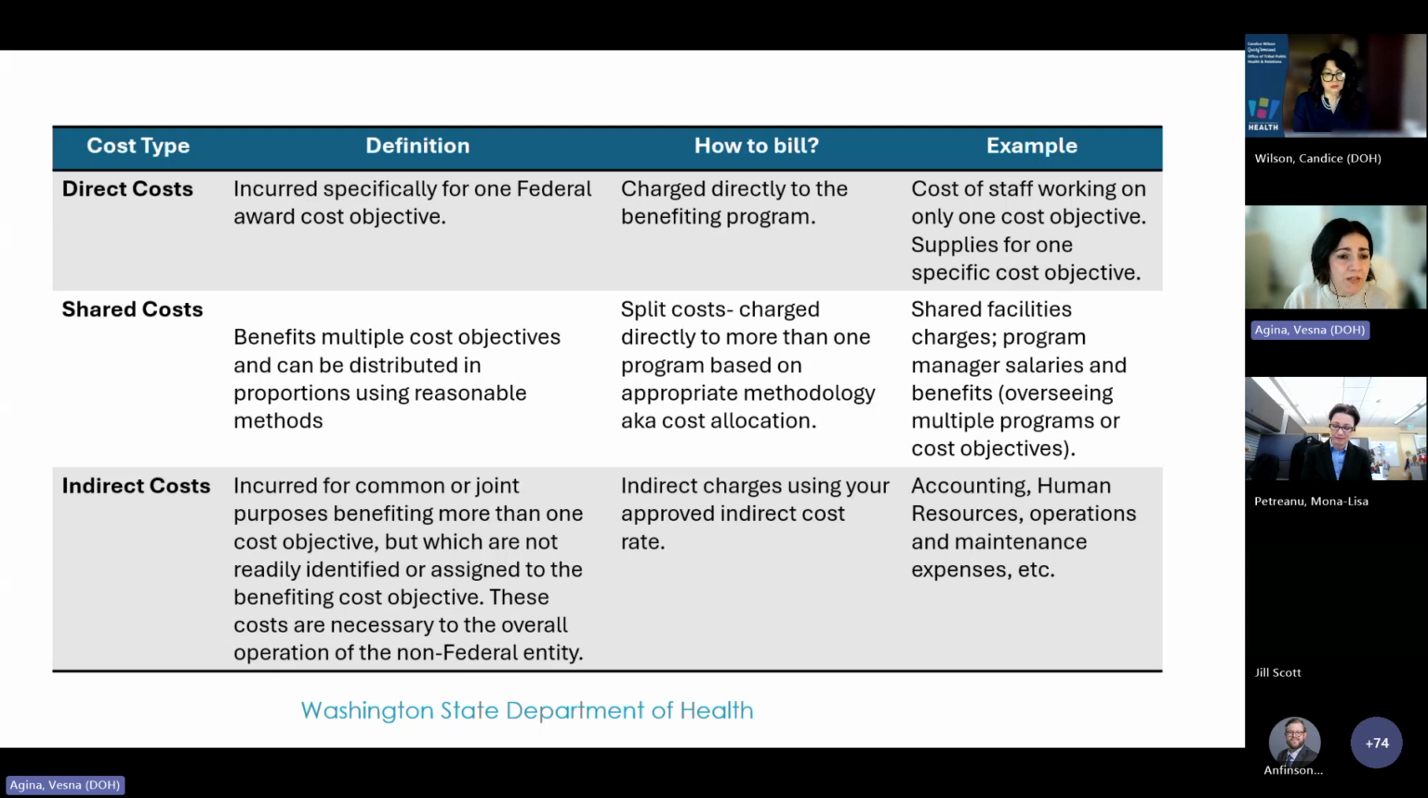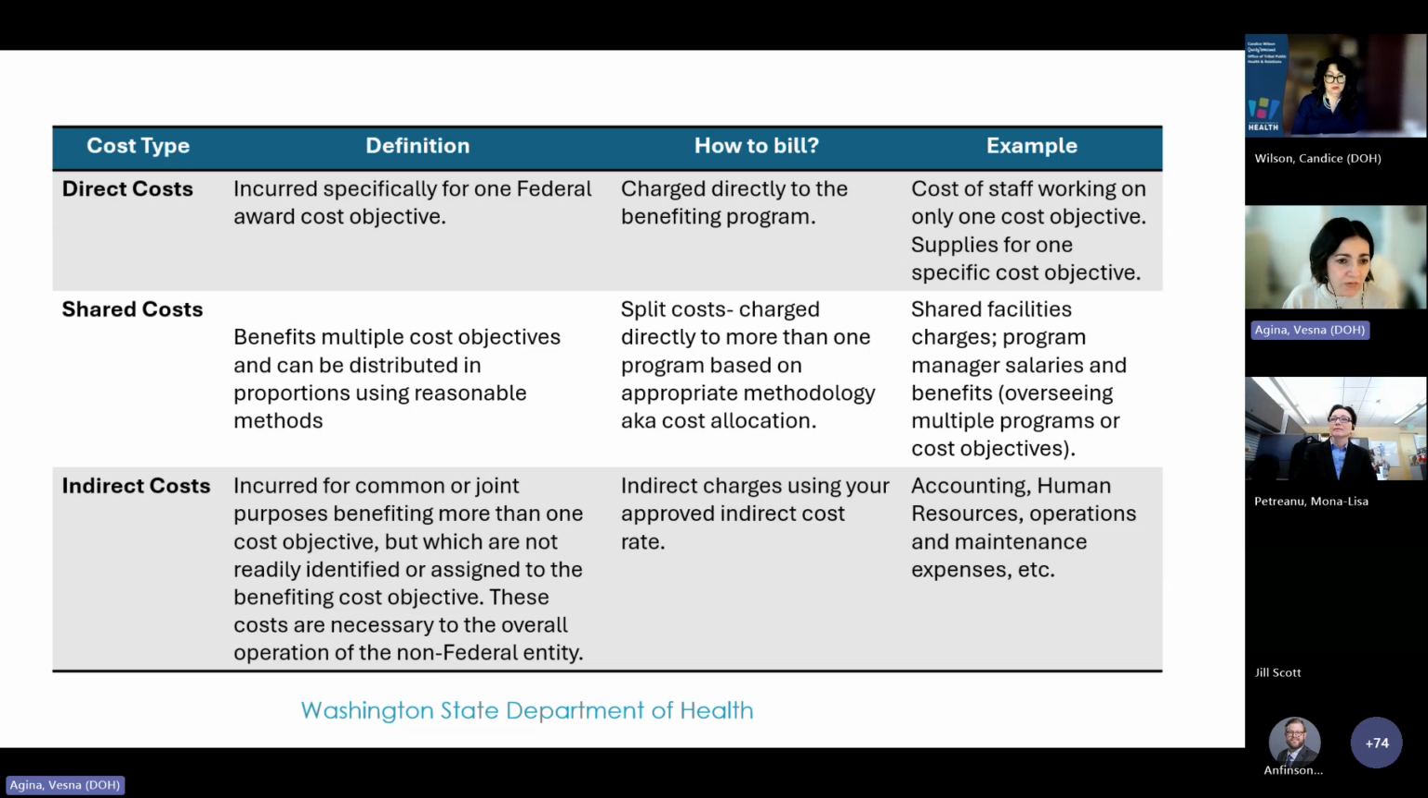Then we have shared costs. There are some costs that benefit multiple different programs, so multiple different objectives. Those costs are usually allocated using some kind of allocation methodology, maybe FTE, square footage, or some methodology that's a standard methodology for your organization. Again, that methodology should be recorded, and if we ask for documentation, you should be able to provide the documentation of your allocation methodology for those shared costs.